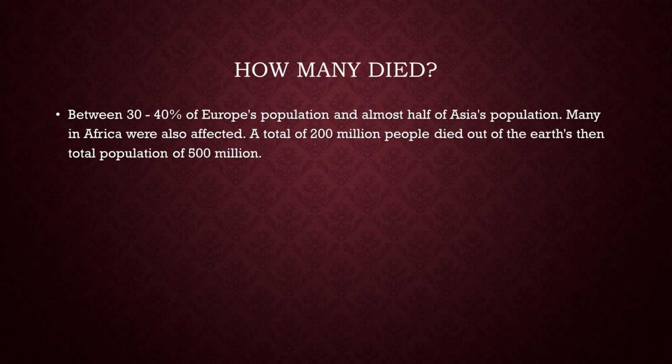How many people died? Well, most historians believe that between 30 to 40% of Europe's population died and almost half of Asia's population. Also, many people in Africa were affected. We don't really know the numbers for sure. But it is estimated that a total of 200 million people died in just a few years' time. And at that time, the world had a total population of 500 million. So 40% of the entire Earth's population died.